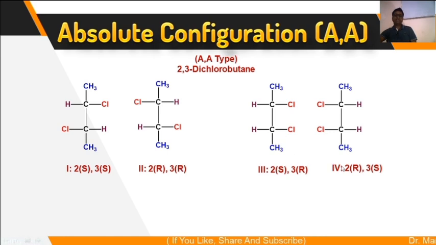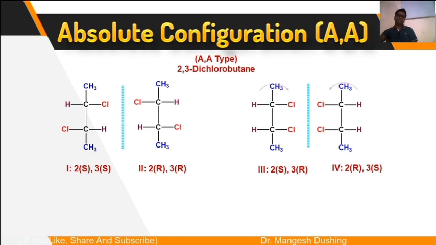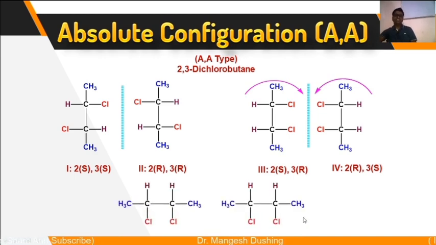Compound number 3 and compound number 4 are also mirror images. So R, S, S, R. Likewise, but these are superimposable mirror images. If you rotate this compound by 180 degrees, the left hand side goes toward the right hand side, and you will get the same compounds. If you give the numbering 1, 2, 3, 4, 1, 2, 3, 4, the relation between them is that those are identical compounds.